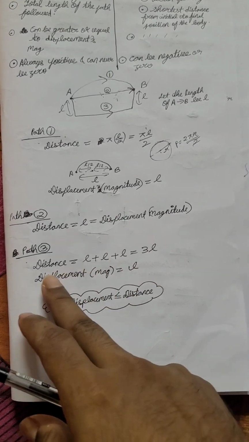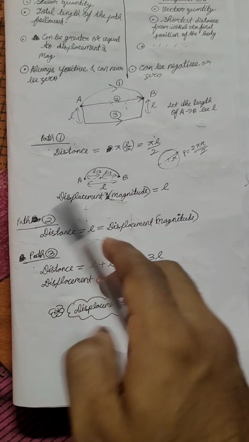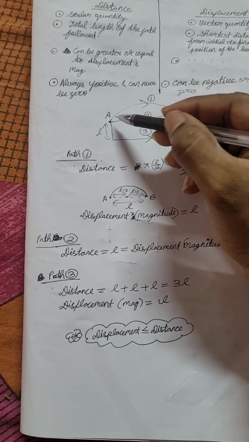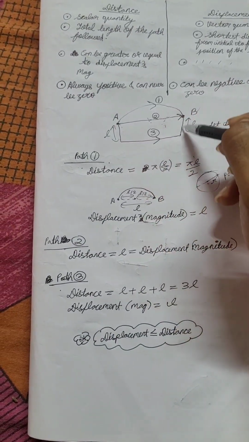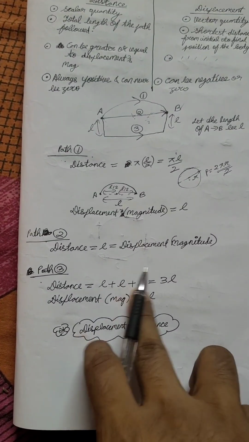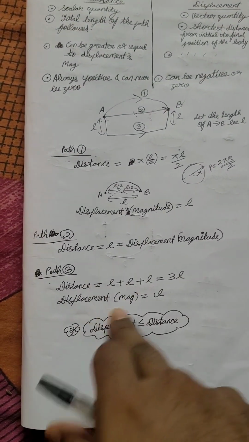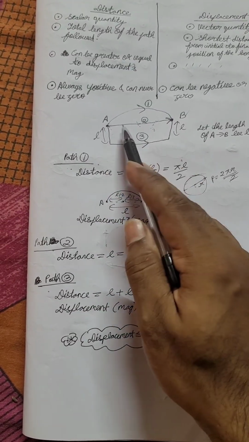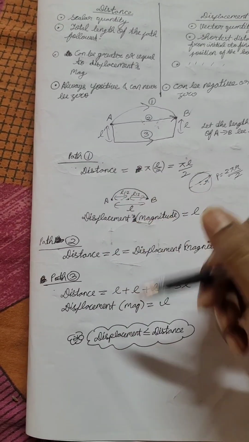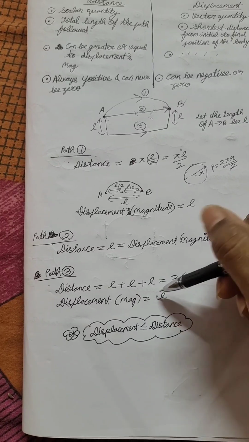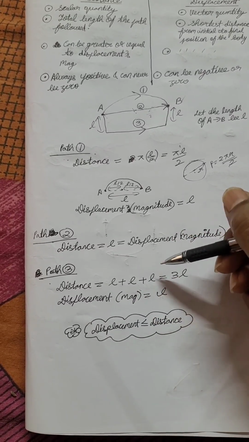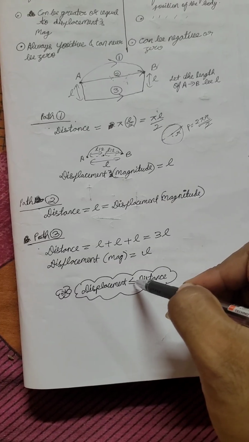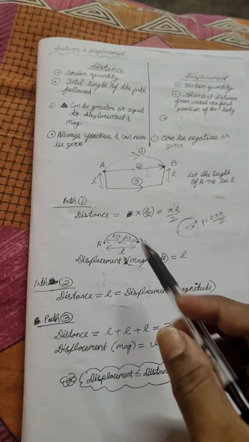In the third part, the distance we covered is L, L, L, 3L. We covered the distance 3L, but we are moving from A to B, the length is L, so the displacement is L, and displacement is less than distance. So hence the point is proved: displacement is less than or equal to distance.